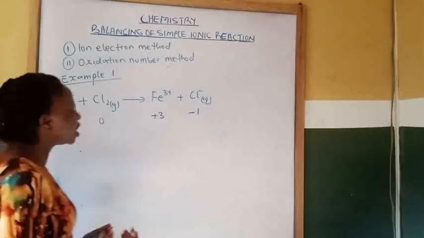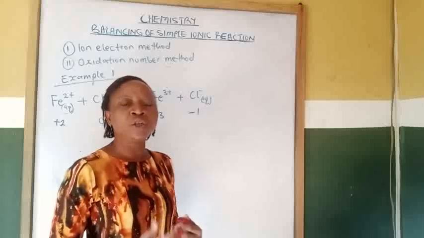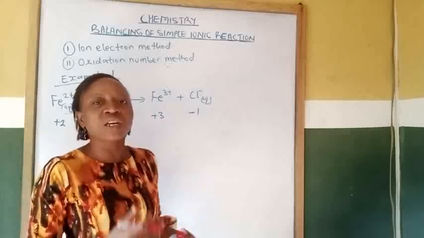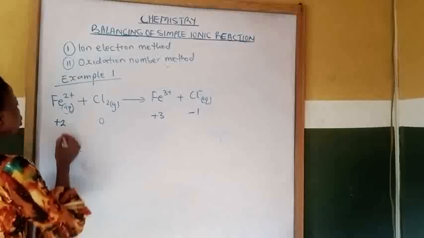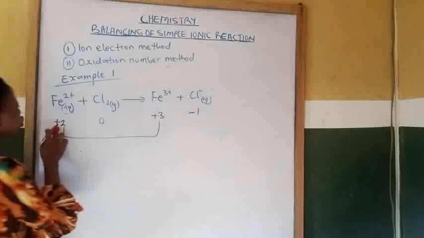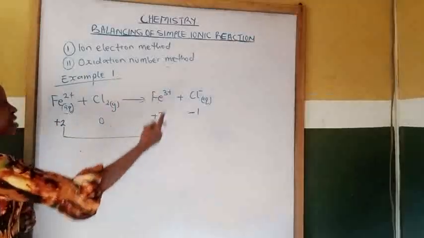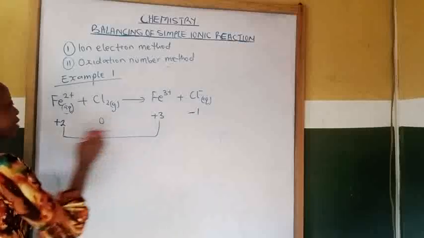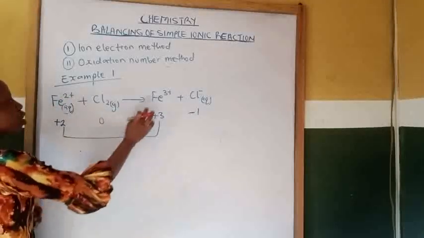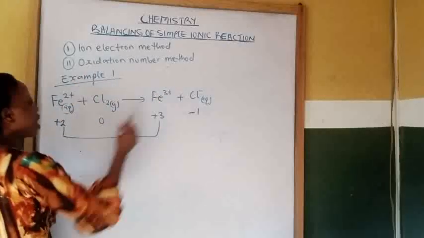How are we going to recognize the substance that oxidized? What is oxidation? Oxidation is an increase in oxidation number. Let's look at Fe2+ to Fe3+, from +2 to +3. There is an increase in oxidation number. So Fe2+ undergoes oxidation reaction; Fe2+ is oxidized to Fe3+.